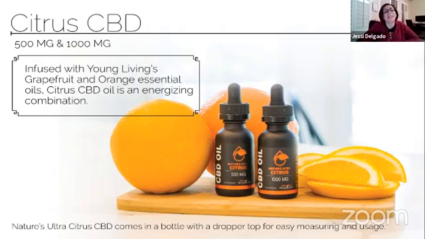And citrus has an energizing combination. I don't know, but when you smell that citrusy scent, it's like you wake up. For me, as I was saying earlier, oranges bring me back to my childhood, because we used to go to this place that had orange trees, and we had great family times there. And so it reminds me of that.